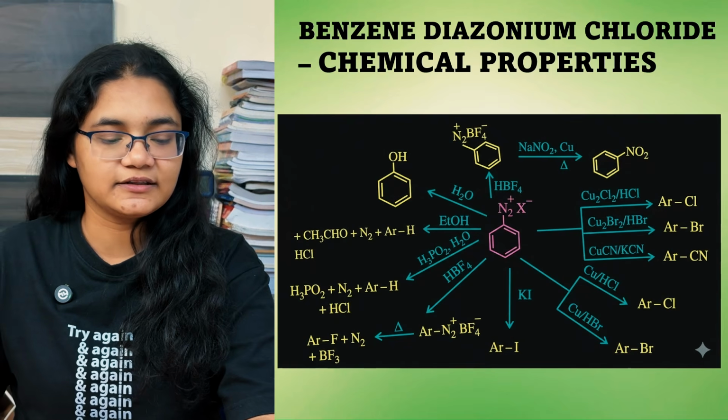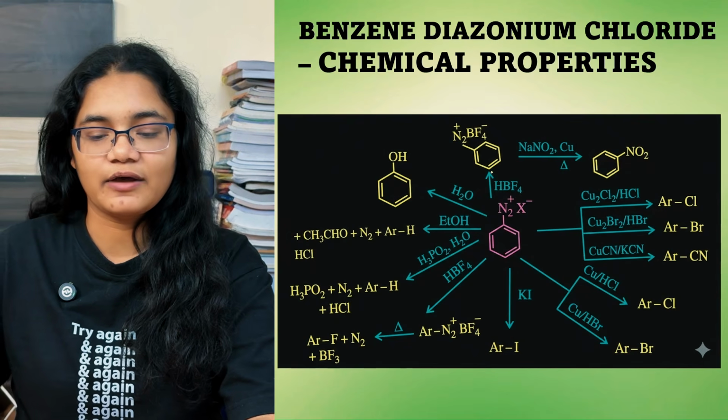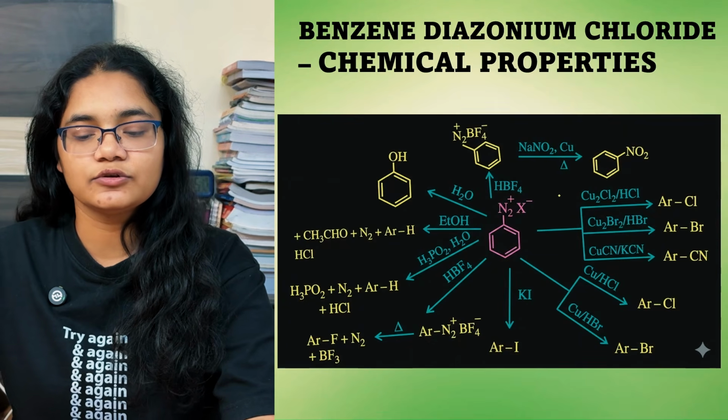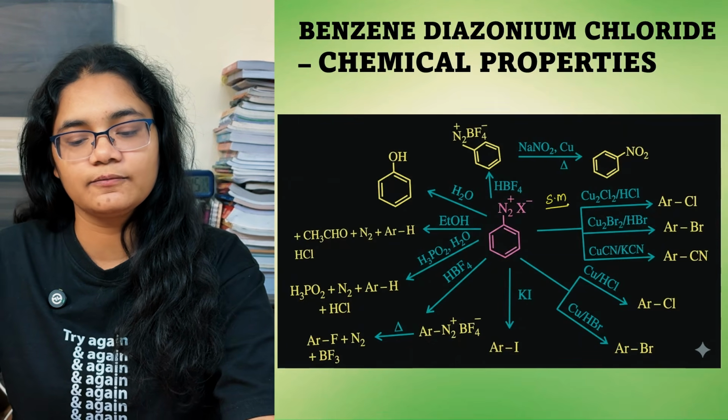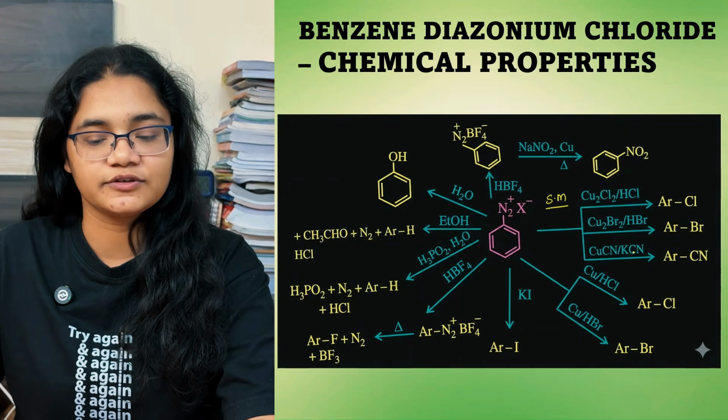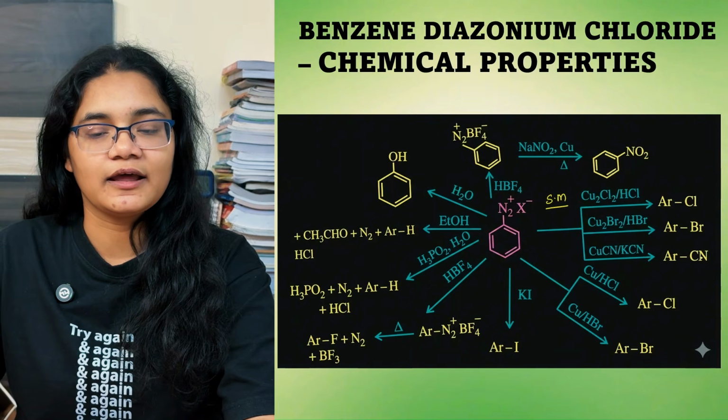So first let us see the first reaction, that is if you have benzene diazonium chloride and you want to replace it with Cl or CN minus. So this is our Sandmeyer reaction, where you can treat it with the salts of copper, salts of bromine and salts of CN to get Cl, Br and CN.